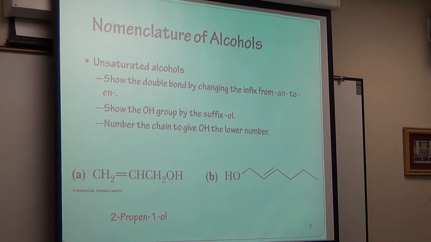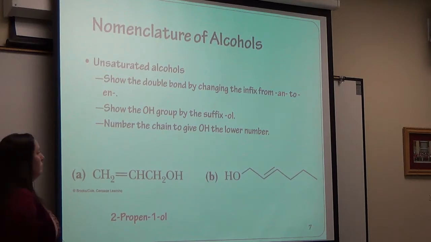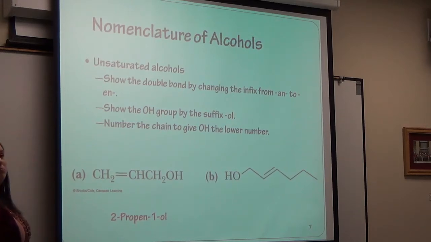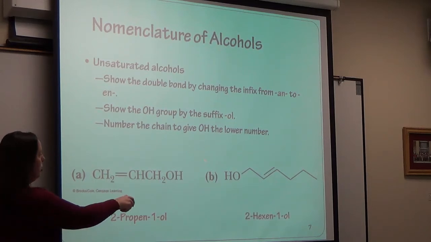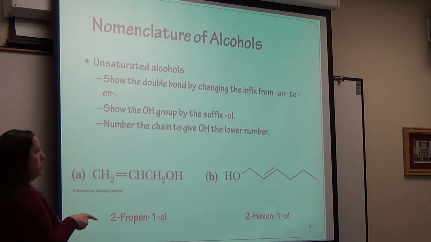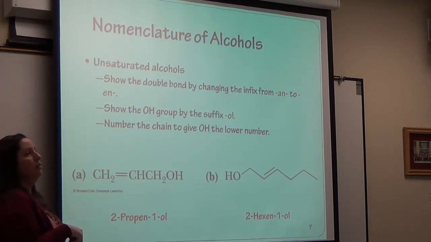So what do we think for B? Carbons to start there. 6, so hex. So 2-hexen-1-ol. That makes sense? So the double bond is still at carbon 2, 1, 2, but it's 6 carbons long instead of 3 carbons long.